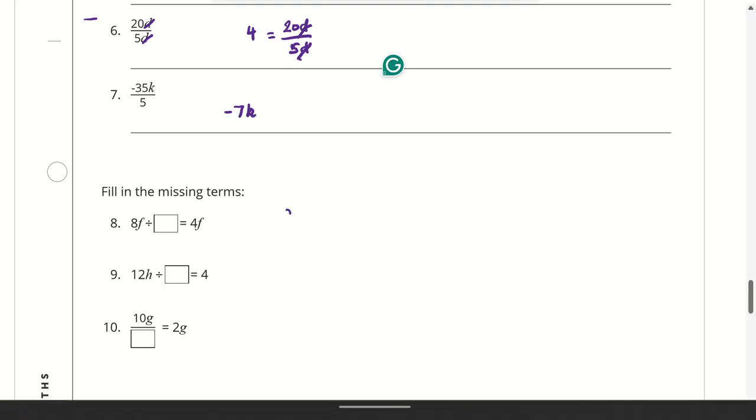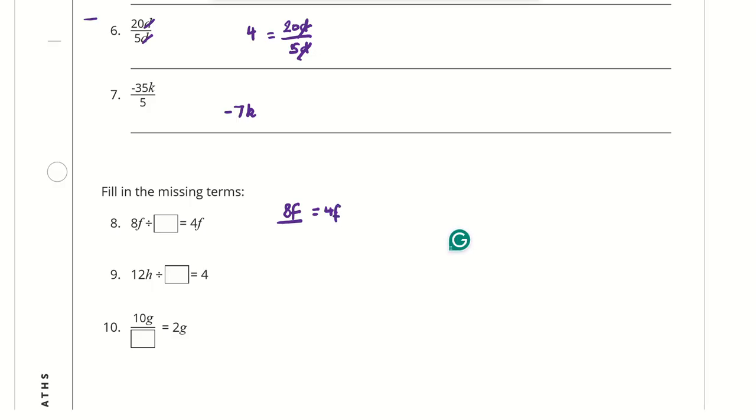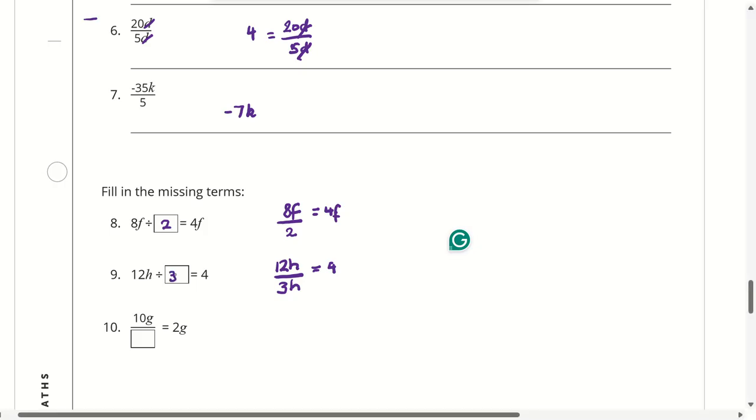Now something, 8f divided by something is equal to 4f. Okay, 4f. Well, that something is 8 divided by 2 is 4. So 8f divided by 2 is 4f. 12h divided by something is equal to 4. Well, we're going to have to cancel out the h's, and that's divided by 3h. 10 goats divided by 5 is 2 goats.